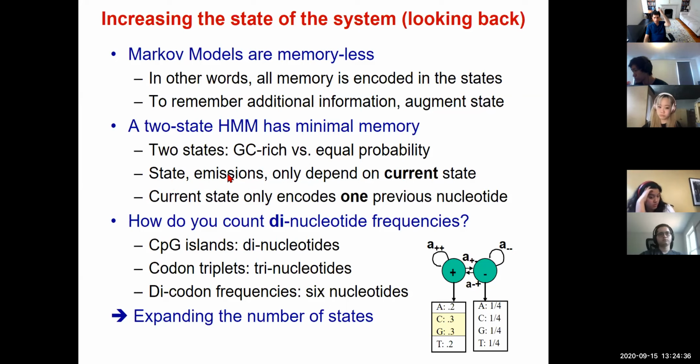The state, the emissions, all of them, everything only depends on the current state. And the current state only encodes 1 current nucleotide. So to encode dinucleotide frequencies, or trinucleotide frequencies, or dicodon frequencies, we want to expand the number of states.